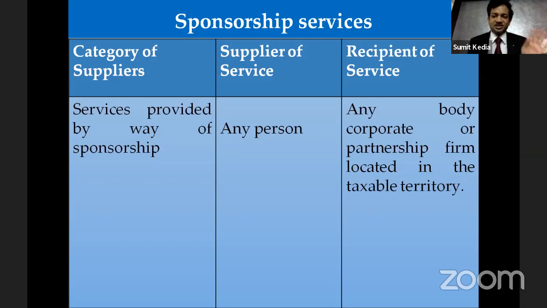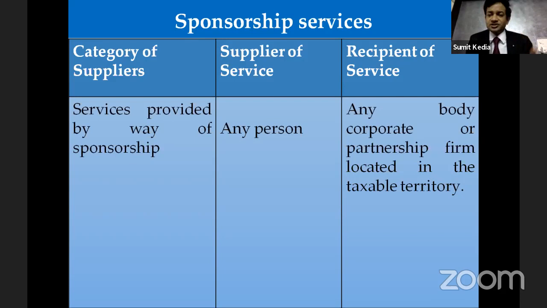So always be clear whether it's a sponsorship or not, because in case of advertisement, reverse charge does not apply. Reverse charge will apply only in case of sponsorship service. So it says services provided by way of sponsorship. In that case, the supplier of service can be any person, and the recipient can be any body corporate or a partnership firm located in the taxable territory. So if the recipient is a body corporate or a partnership firm, in that case only RCM will be applicable. For the applicability of RCM, the supplier can be any person and the recipient has to be a partnership firm or a body corporate. If the recipient is an individual, a proprietor, then RCM will not apply.